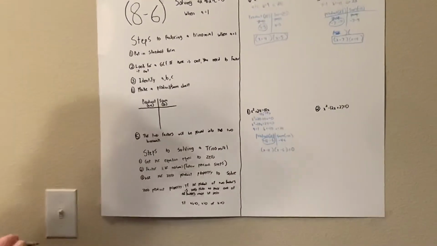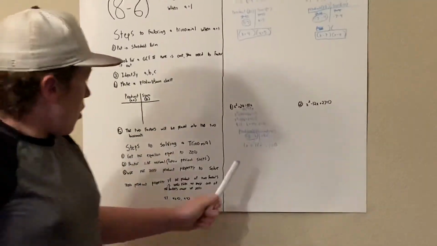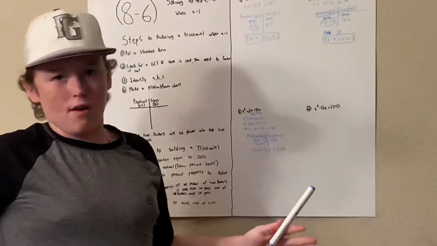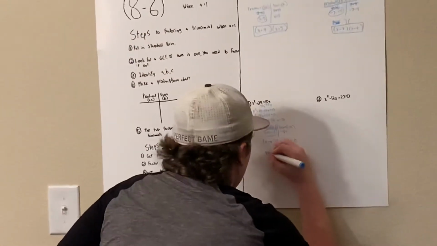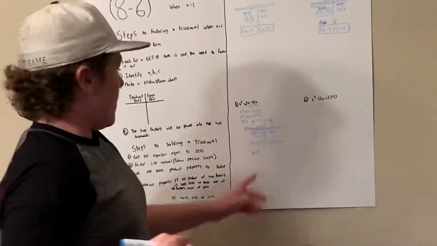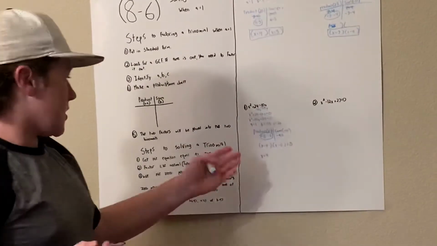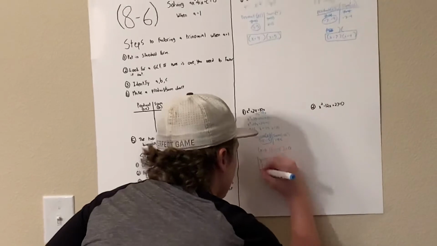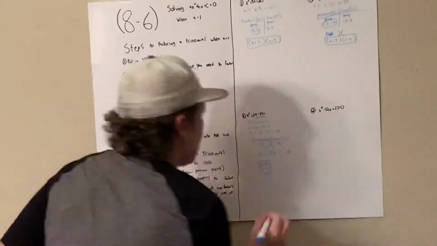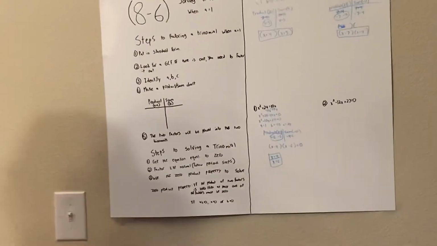We're not done yet. So, what minus 4 equals 0? 4 minus 4 equals 0. So, x equals 4, and then what minus 6 equals 0? 6 minus 6 equals 0. And then x equals 6. Those are our 2 answers.